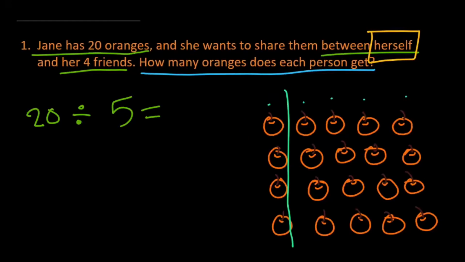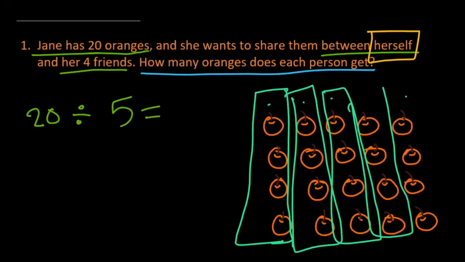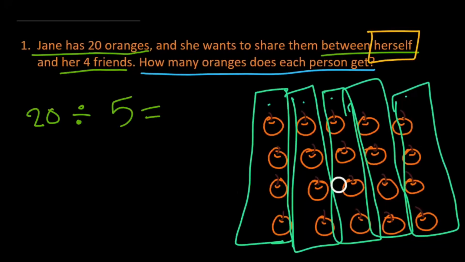That is not the best line ever. That is one group. Now this is the second group. Third group. Fourth group. And finally, the 5th group. So we divided it successfully into 5 different groups.